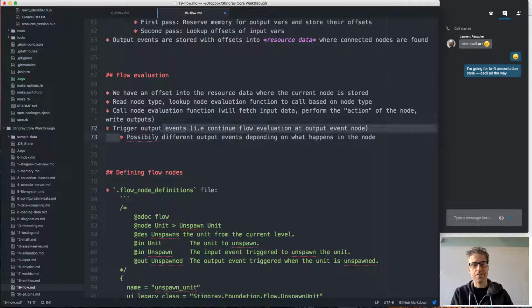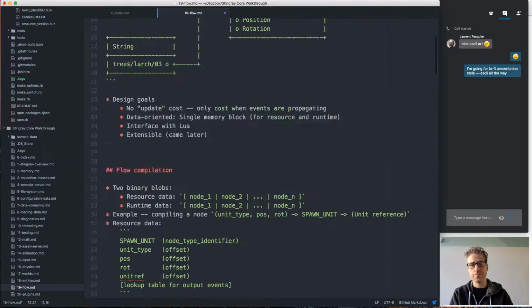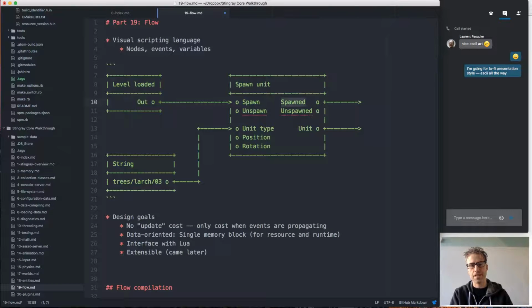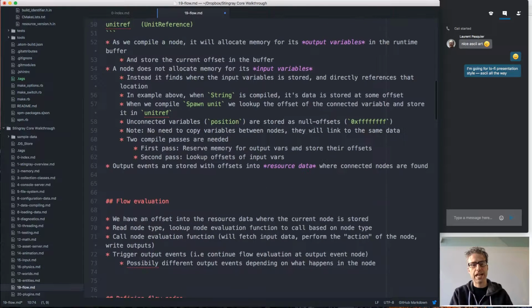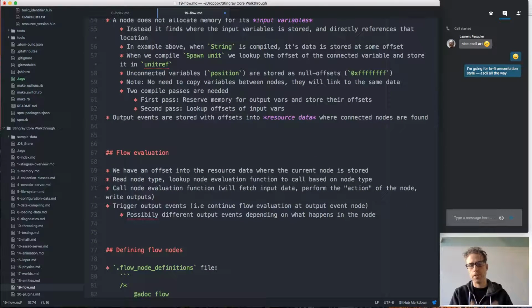After that is done, it can trigger output events. If you saw, we have a list of connected output events here. So in this case, if we're spawning, we should trigger the spawned output event. We just get a list of the offsets of the flow nodes that are connected to this output event, and we will call each of those in turn.